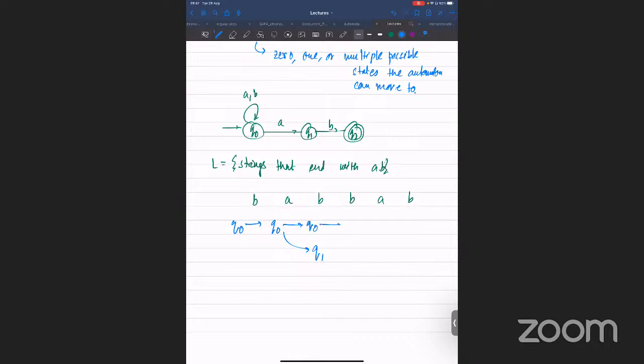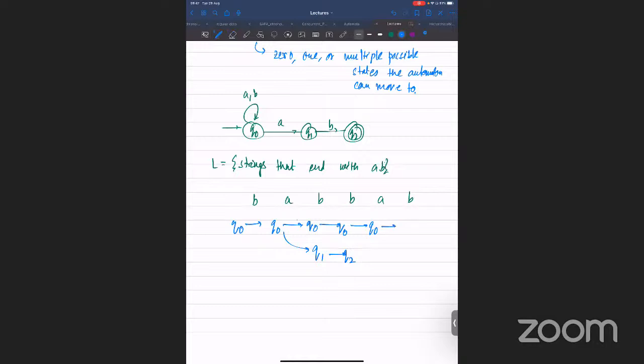And then after reading this B, again you can go to Q0, or from Q1 you can go to Q2. Okay, so this is BAB. Then we are reading another B. So again, from Q0 you go to Q0, and from Q2 it's kind of stuck, right? So you cannot do anything more.